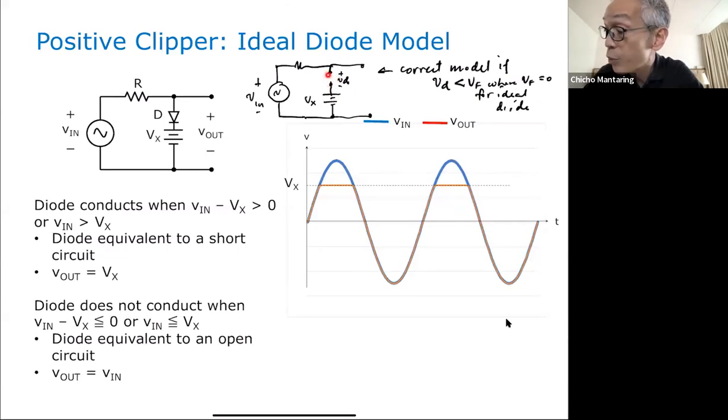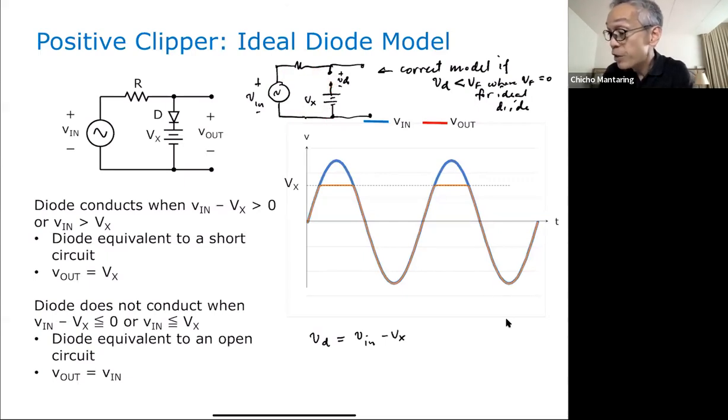I can compute for V sub D by doing a KVL around this loop. Let's say we're going clockwise. So V sub D is equal to V in, that's a voltage drop, plus V sub X, sorry, this is plus minus minus plus. Yeah, V in minus V sub X. So V sub D is equal to V in minus V sub X. That's just doing KVL around this loop.